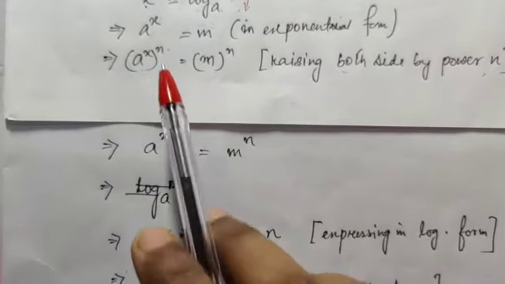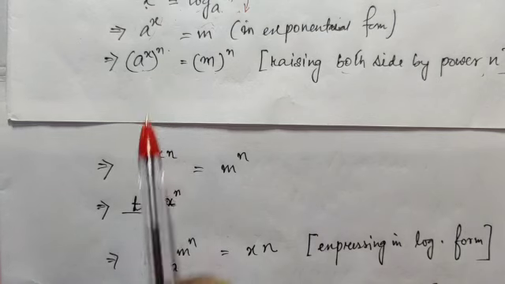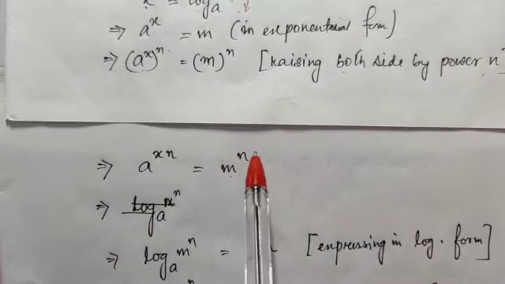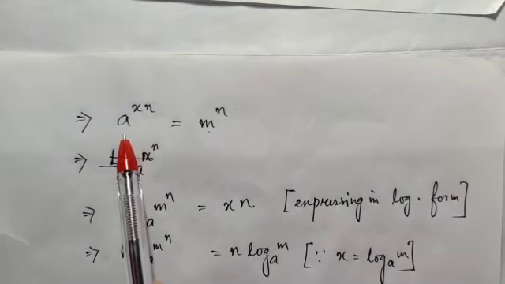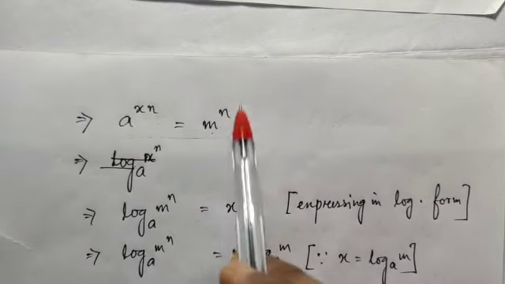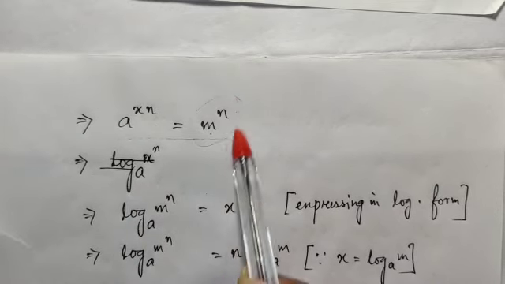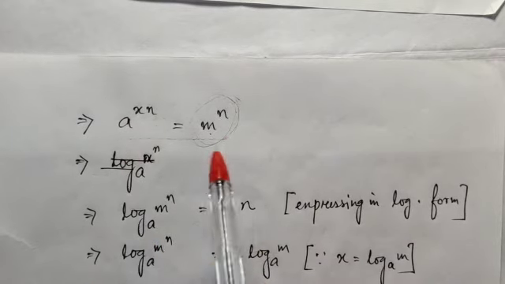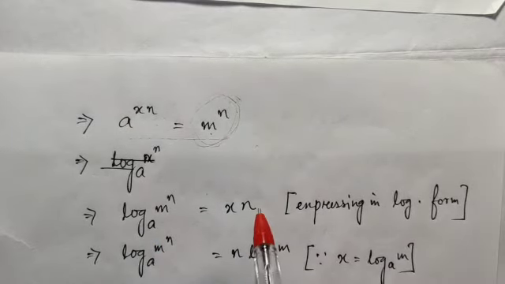So it will become a to the power x, n equal to m to the power n. Now here the base is a. This is the exponential form. This whole thing is the argument, and this is the power. Now let us express this exponential form in the logarithm form.